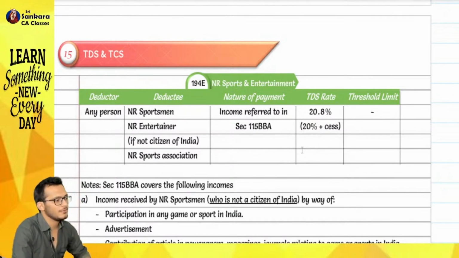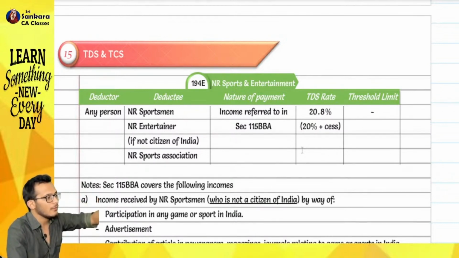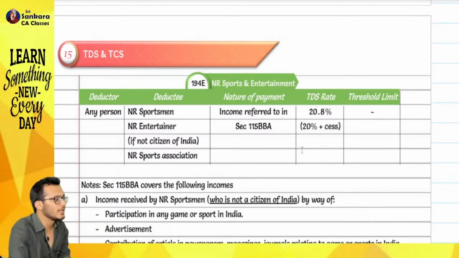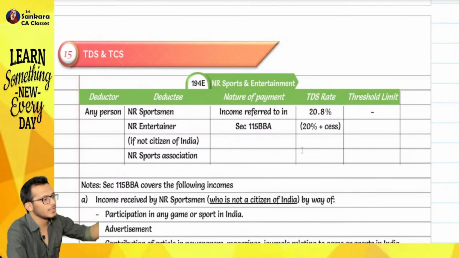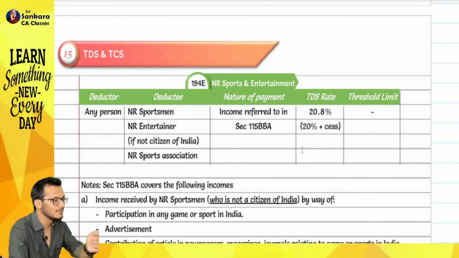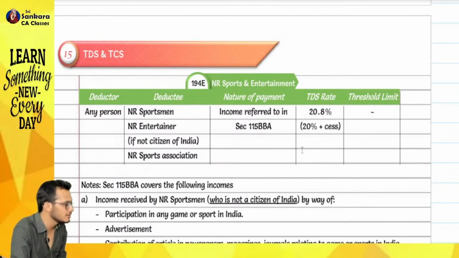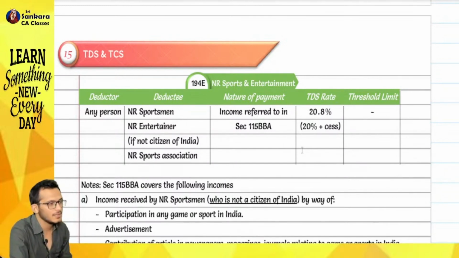So the provision says if a sports person comes to India for playing, for doing advertisements or for writing articles, if an entertainer comes to India for entertainment, or if a sports organization comes to India for getting some kind of guarantee charges from another organization, whatever income they earn will be taxable at the rate of 20.8%. No limits. From rupee 1, everything is taxable.